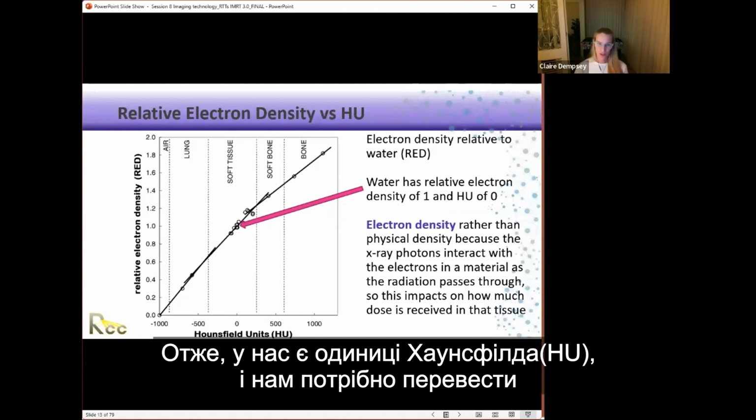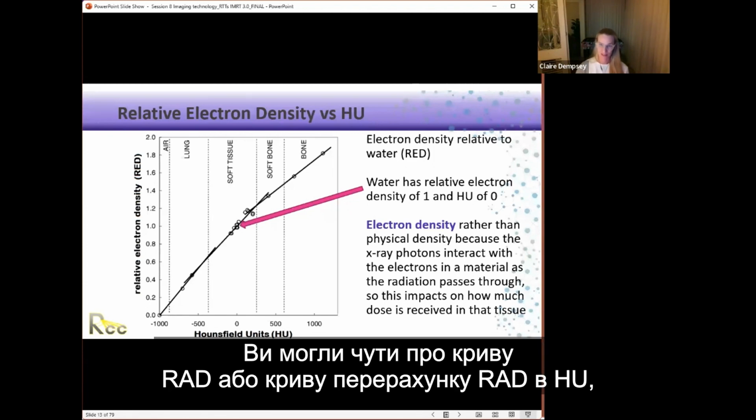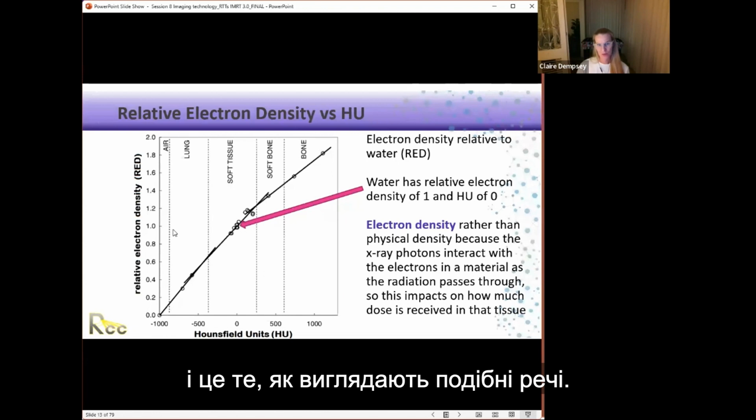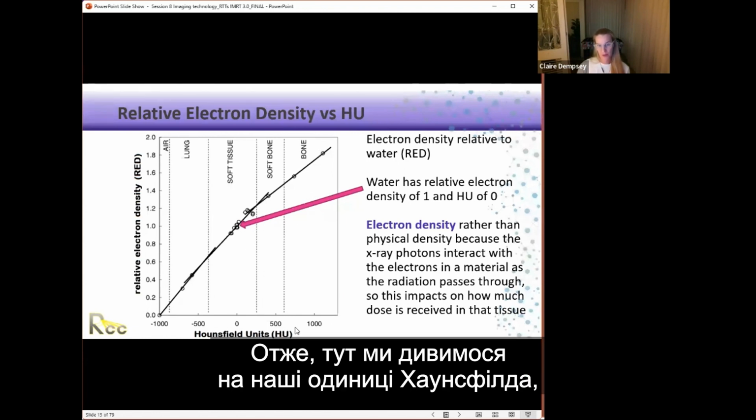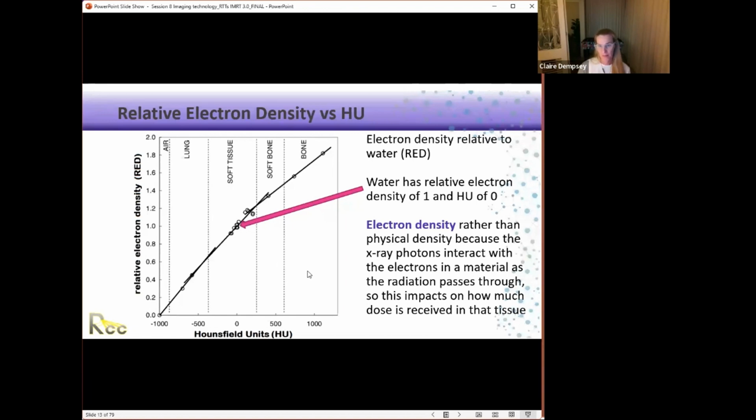So we have the Hounsfield units, and what we need to do is convert that to relative electron density, or RED. You might hear of an RED curve or an RED to HU curve, and that's what this sort of thing looks like. Here we're looking at our Hounsfield units and then converting that into relative electron density.